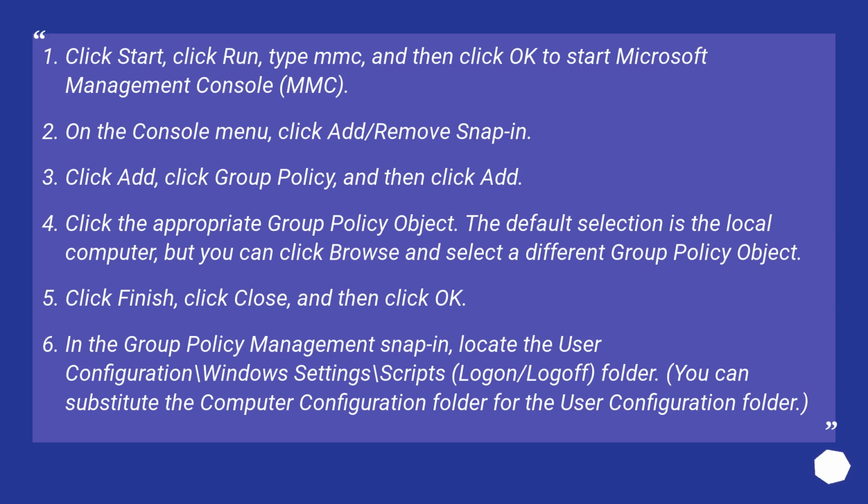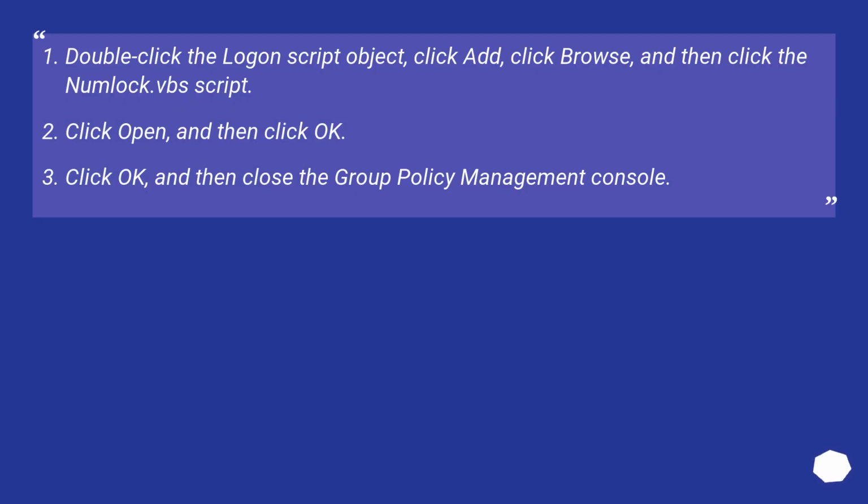Click Finish, click Close, and then click OK. In the Group Policy Management Snap-in, locate the User Configuration, Windows Settings, Scripts, Logon/Logoff folder. You can substitute the Computer Configuration folder for the User Configuration folder. Double-click the logon script object, click Add, click Browse, and then click the numlock.vbs script. Click Open, and then click OK. Click OK, and then close the Group Policy Management console.